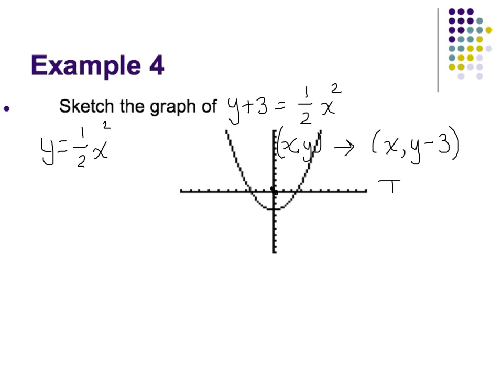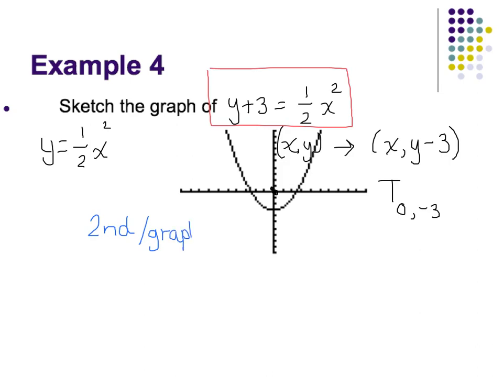So the image of (x, y) will land on (x, y - 3). So this will be a translation 0 units right or left, but 3 units down. Now to sketch it, we've got the help of our calculator. We can enter this equation, y plus 3 equals 1/2 x squared, into y1, and then once again we can go to second graph, and we can see all sorts of points that lie on that parabola. We'd like to plot some that are to the left of the vertex, as well as some that are to the right of the vertex.